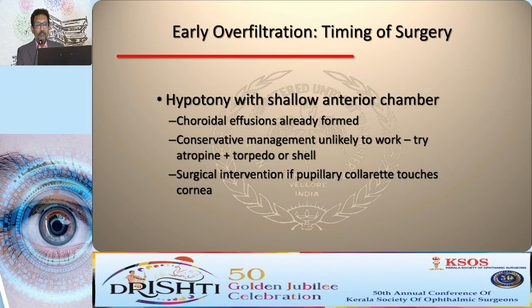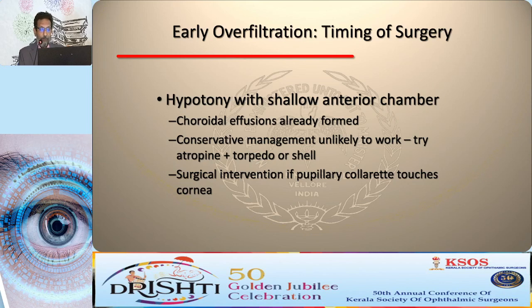If you have to intervene surgically, what's the timing of the surgery? So if you have a shallow anterior chamber, that means definitely choroidal effusions have already formed. Now you can try conservative management, which consists of atropine and one of these methods I've mentioned, but it usually won't work once you've got established choroidals.